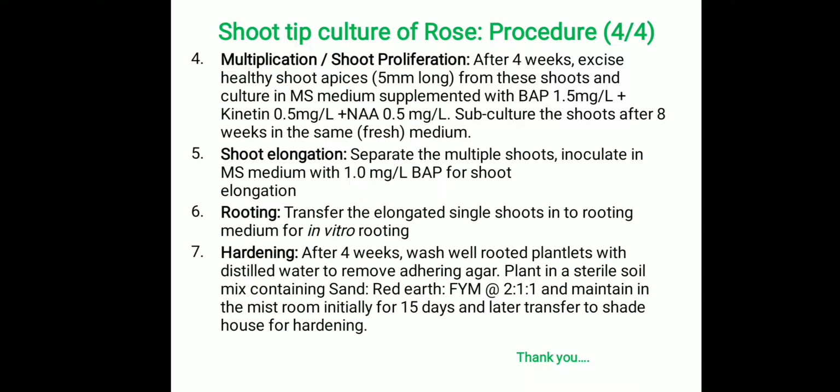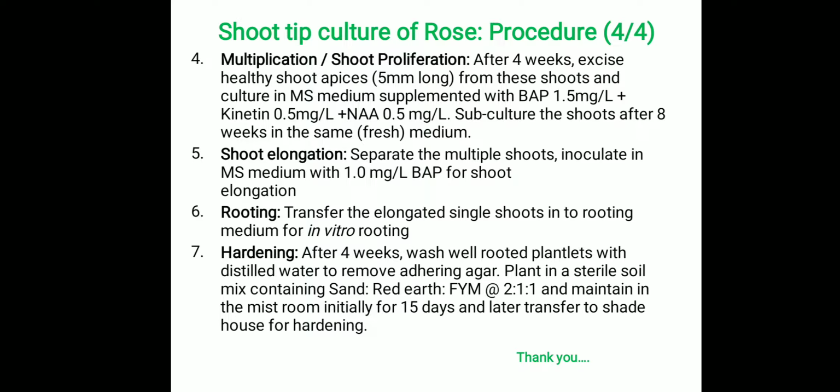Next stage, multiplication or shoot proliferation stage. After 4 weeks of culture in initial establishment medium, the healthy shoot apex is excised approximately 5 mm long from the shoots and cultured in the MS medium supplemented with 1.5 mg per liter BAP, 0.5 mg per liter kinetin and 0.5 mg per liter of NAA, and the shoots are subcultured after 8 weeks in the same fresh medium.